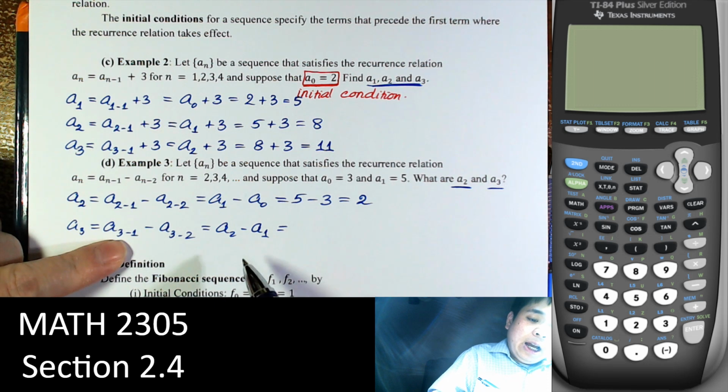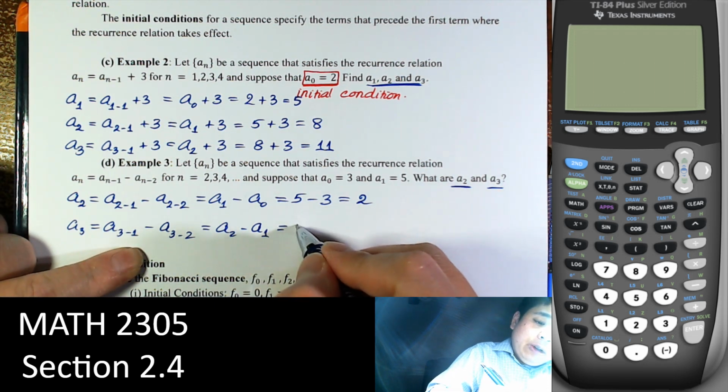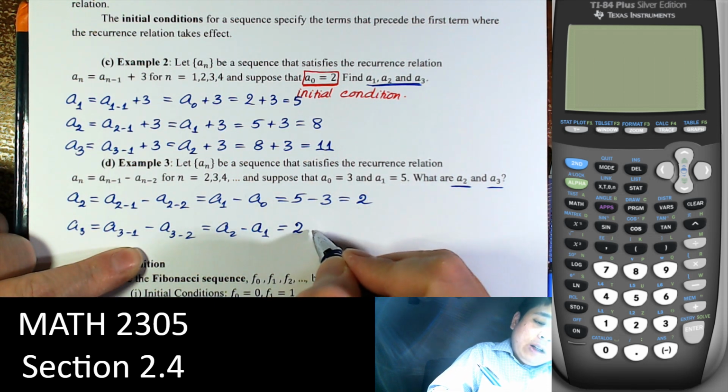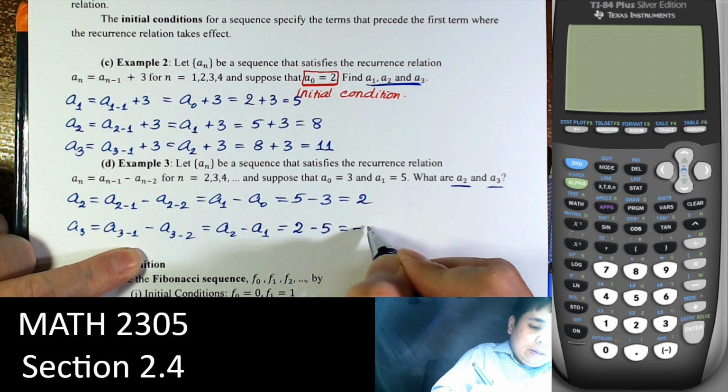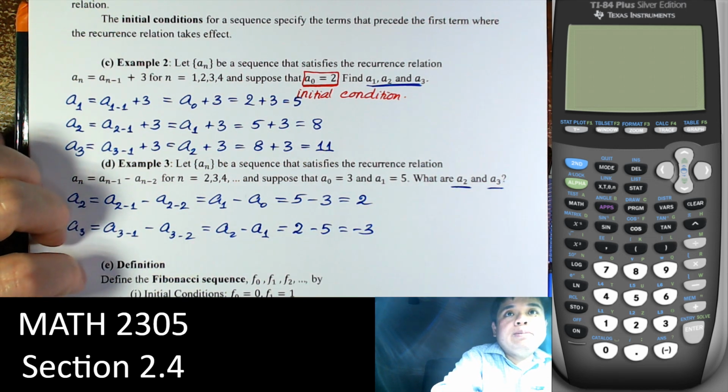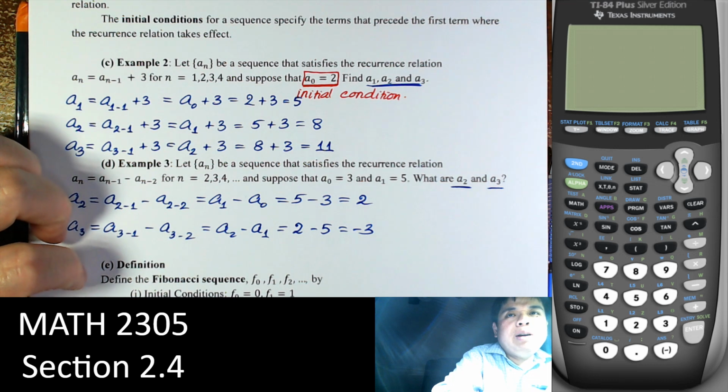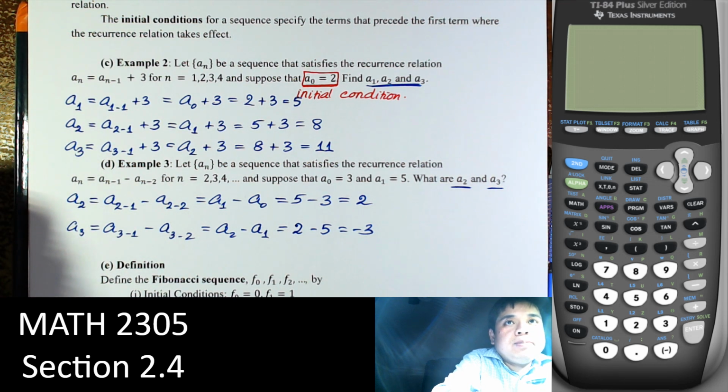Right, A2 is 2, A1 is 5, that's negative 3. Right, so the only answer is that.